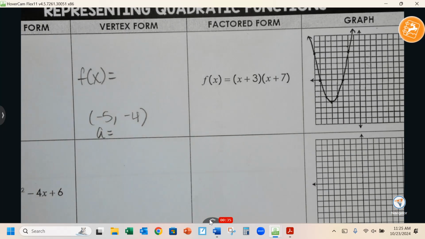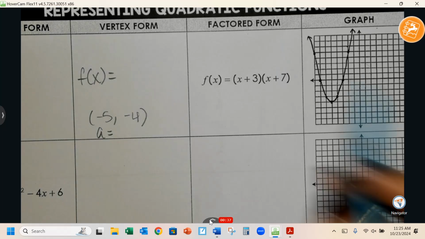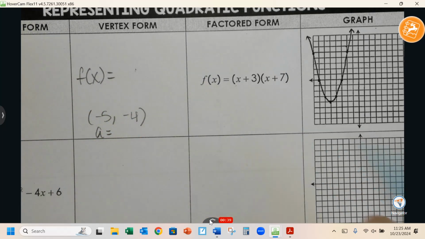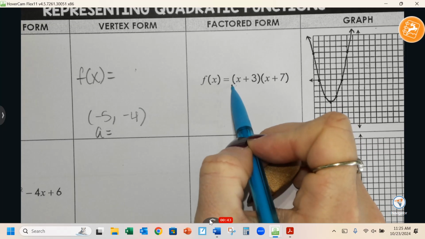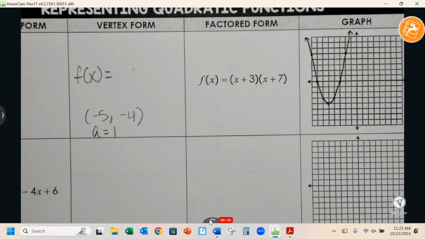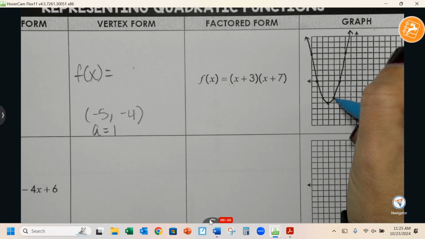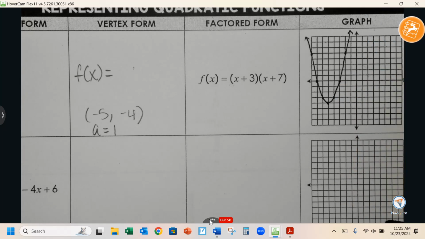Here's another trick. I don't need to look for A. Any one of these forms will tell me what A is, because A is the same across the board. So if A is 1 here, A is 1 here. But I can check the graph and notice that the pattern 1, 3, 5, 7 is there. So I could check that either way.